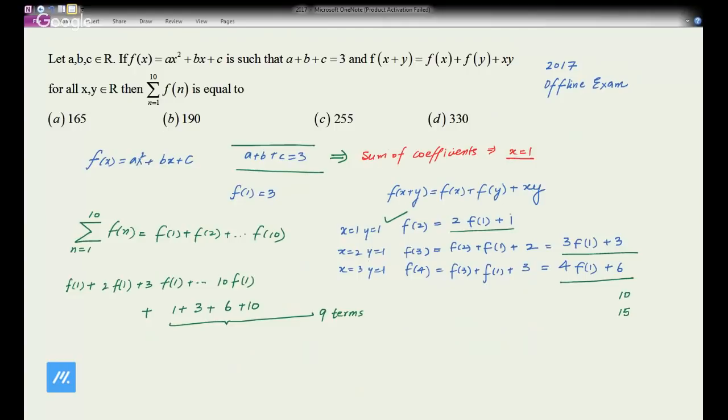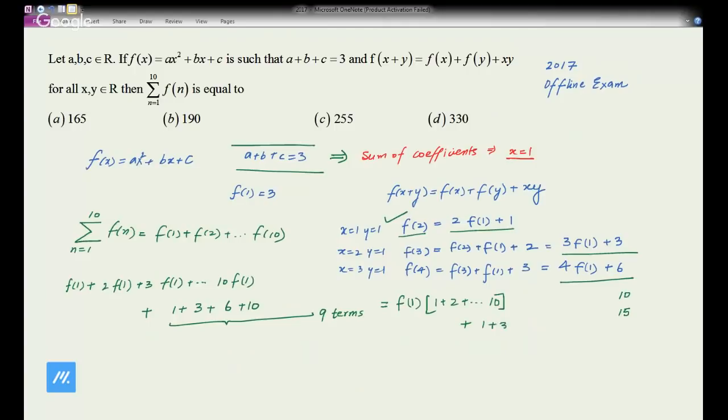Why 9 terms? Because this one starts coming from f2 and then you will go to f10. So from f2 to f10 there are 9 terms. Simple problem now. So what you will do, you'll take f1 common and then it will be 1 plus 2 plus 3 up till 10. That is sum of first n natural numbers.